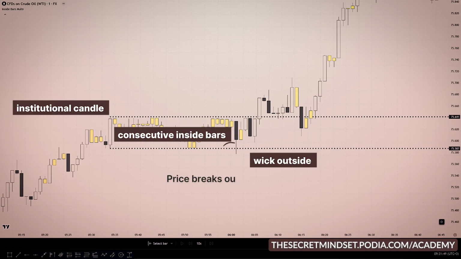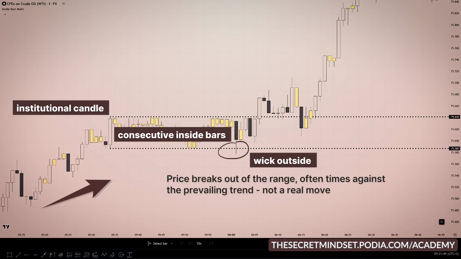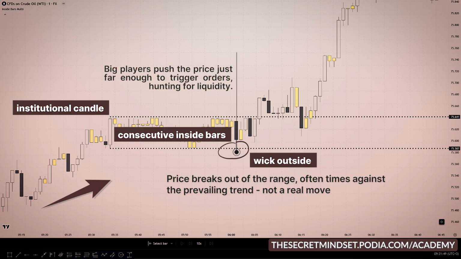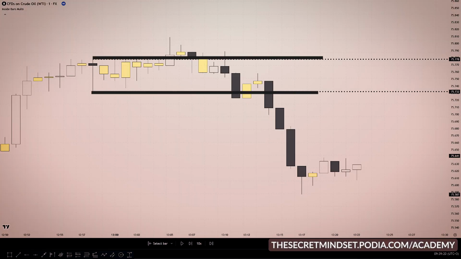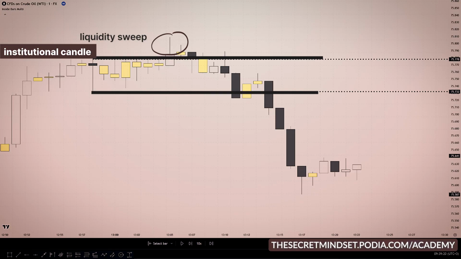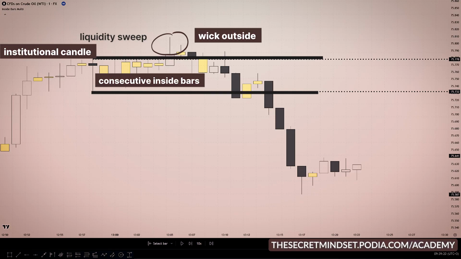When price breaks out of the range, oftentimes against the prevailing trend, it's often not a real move, it's a trick. Big players push the price just far enough to trigger these orders. They're not trying to start a new trend, they're hunting for liquidity. In this particular case, we see an upward false breakout. The price moves above the range, but it doesn't stay there. This quick move up is the liquidity sweep. Observe the institutional candle, the inside bars, and then the pin bar, completing the pattern.